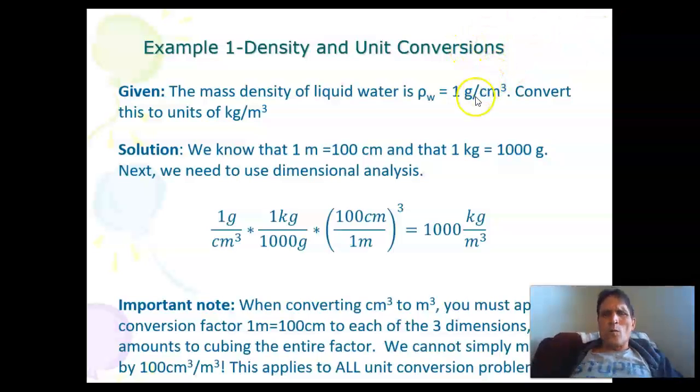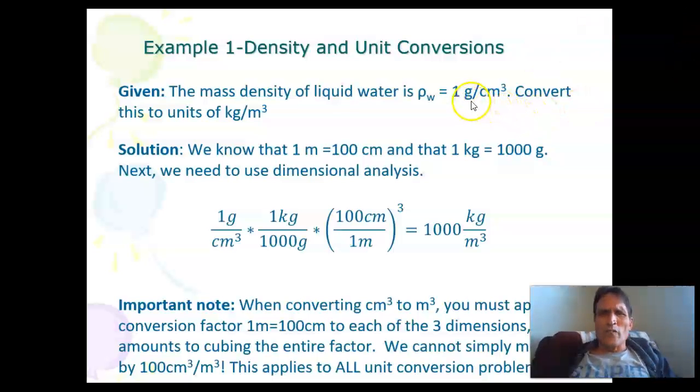Water, we know, has a density of 1 gram per centimeter cubed, which means in every centimeter cubed of water, the mass is always 1 gram. And we want to convert this to units of kilograms per meter cubed. Okay, so how do we do this? You may have done some of this in 1150 or chemistry classes, certainly. We're going to be doing a lot of it here.